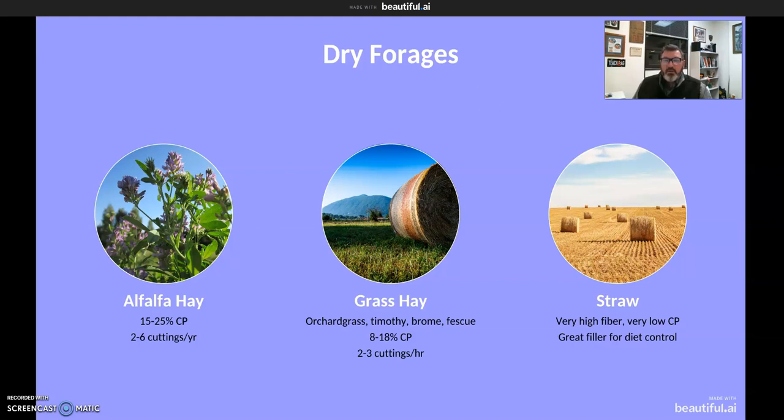And then straw should be included in this dry forage category. It's, of course, a very high fiber feed, about 4% crude protein, and it's great filler for dietary control measures, diluting down the carbohydrate load. So it's an excellent feed source for a number of reasons, in addition to its, of course, advantages for bedding.